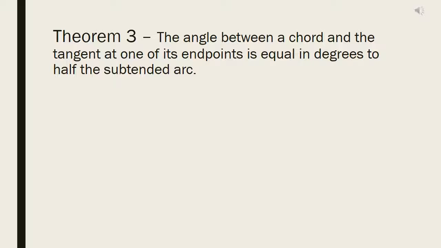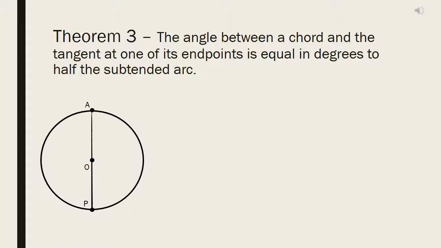All right, now we're going to take a look at Theorem 3, which states the angle between a chord and the tangent at one of its endpoints is equal in degrees to half the subtended arc. Let's start with the circle we had last time, and we're going to make this chord the diameter. So we're going to go A at the top, O is the middle, P is the bottom. Now we're going to draw a line T that passes through point P. This line is tangent to the circle, and point P is the point of tangency.